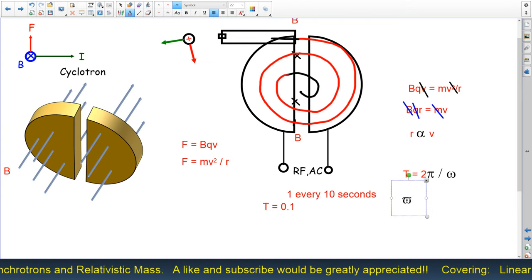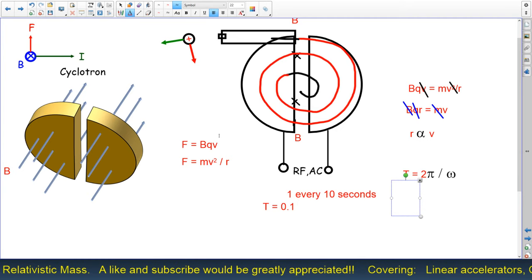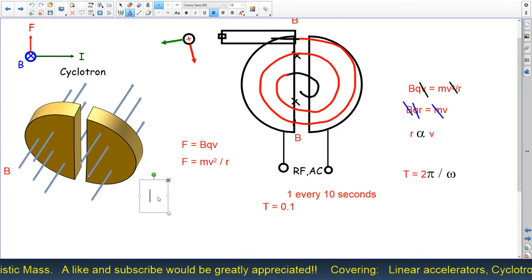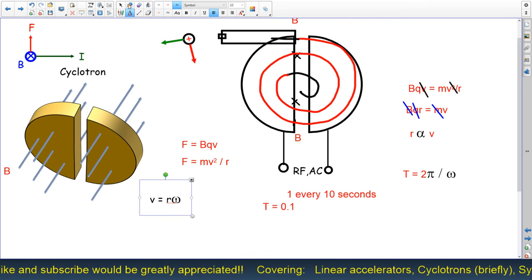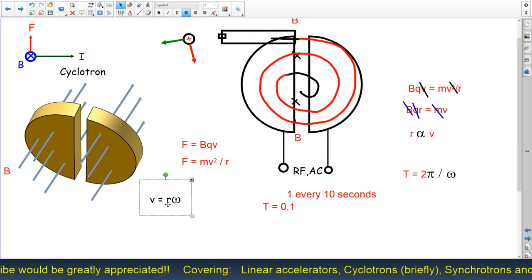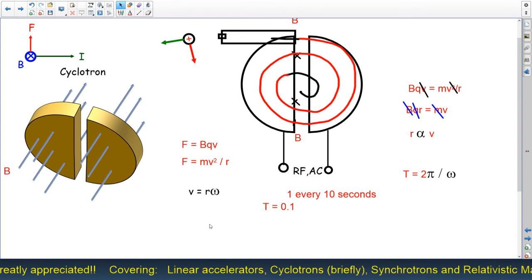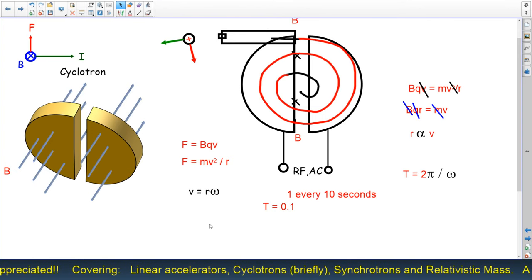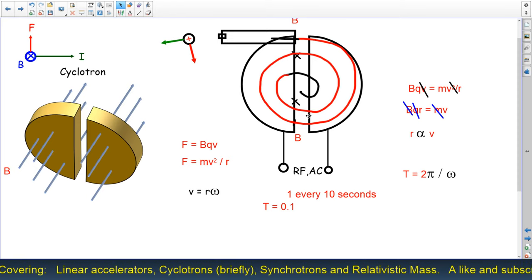But V equals R omega. Since V equals R omega, if omega remains a constant, as V increases, R increases anyway. So we're done both ways. We have no choice in this matter: if we want this object to get faster and faster and faster, we have to make it bigger and bigger and bigger.